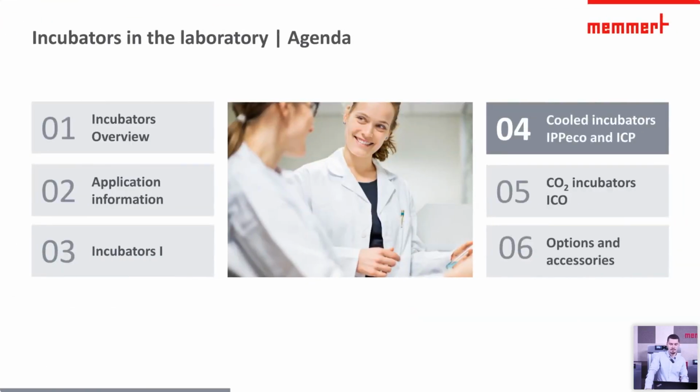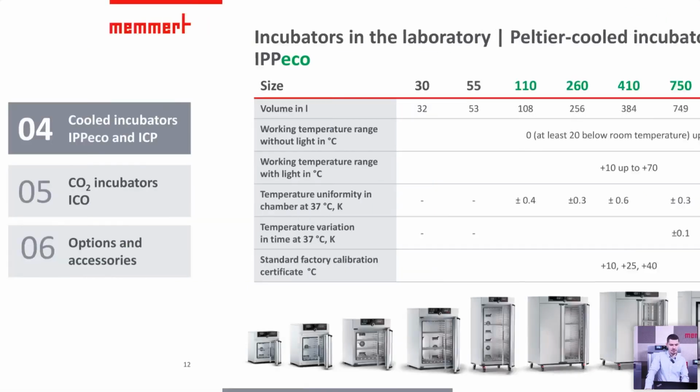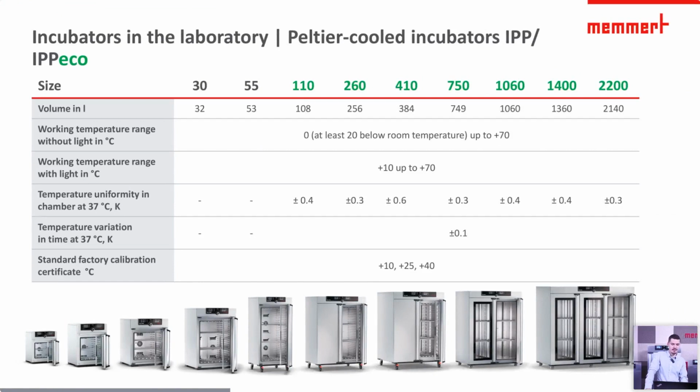Now our focus is on the IPP and ICP model incubators, which run with 2 different technologies. Firstly, I present the IPP and the IPP Peltier incubators, which are both heated and cooled using Peltier technology. Models 110 to 2200 have been upgraded with advanced Peltier models from 2021, which are both more energy efficient and more cost effective to operate. The IPP working temperature is from at least 20 degrees below ambient up to 70 degrees, with the option of light from plus 10 up to plus 70.